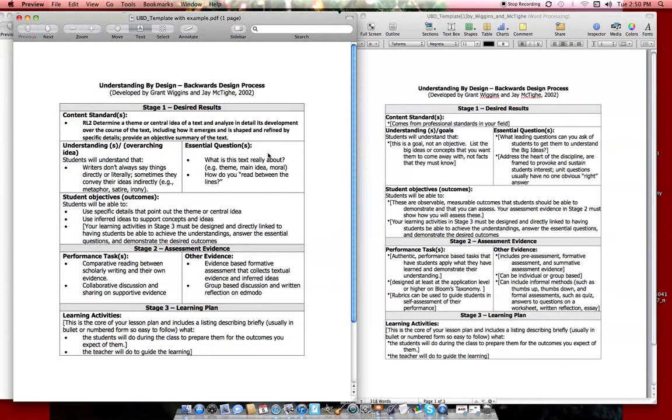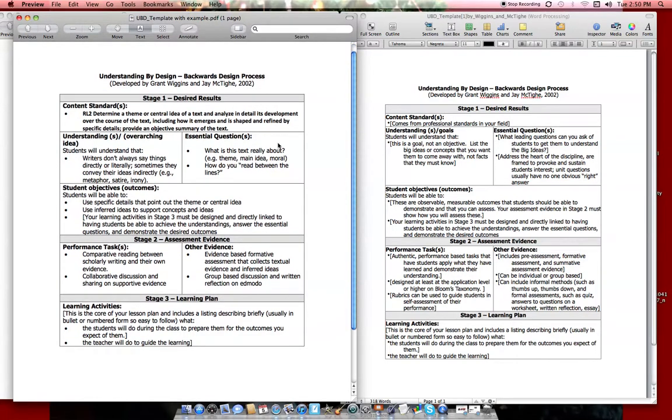So what are our essential questions? Well, what is the text really about? How do we read between the lines? And what are my outcomes? What students should be able to do. Students should be able to use specific details to point out the theme or central ideas, and use inferred ideas to support concepts and ideas. And then I left this one here.